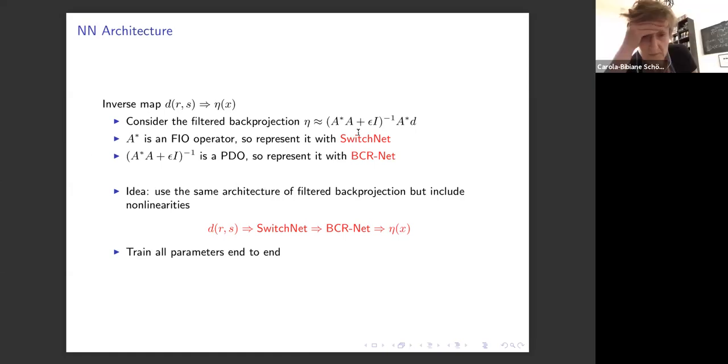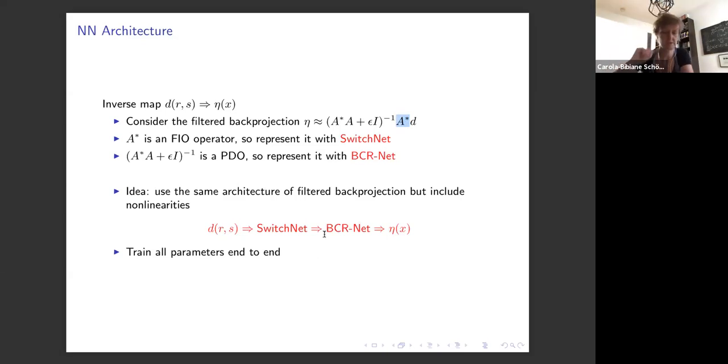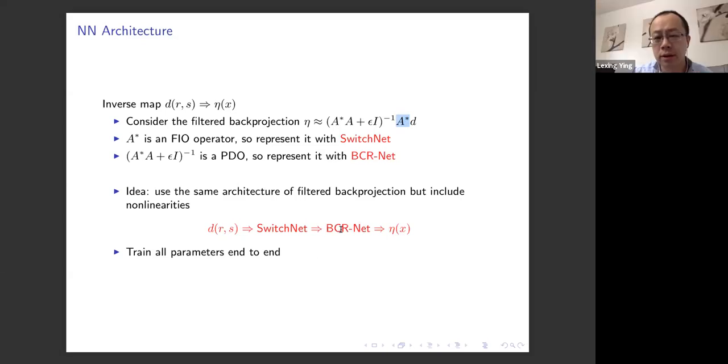The SwitchNet is only used to represent A star. The regularized inverse itself is a pseudo-differential operator, so I'm using this BCR net, the wavelet-based construction, to approximate that. Here the second blue line is the neural network architecture. It has two parts. The first part is the SwitchNet to compute A star D. The second part, the BCR net, is to compute the regularized inverse.